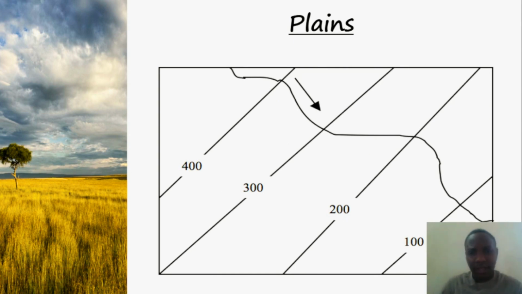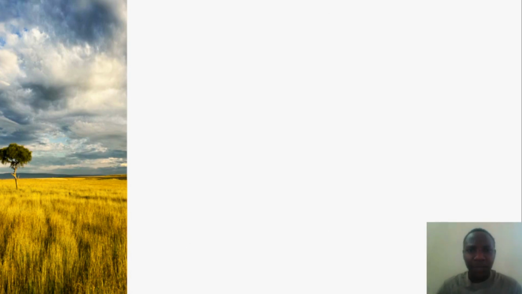As you can see, the contours are spaced widely away from each other. Here is 100, then 200, then 300, then 400, and there's a river here that is flowing in this direction. So this is how you can tell, when this kind of contours are shown on the map, that these ones are plains. Moving on, let's see the depression.